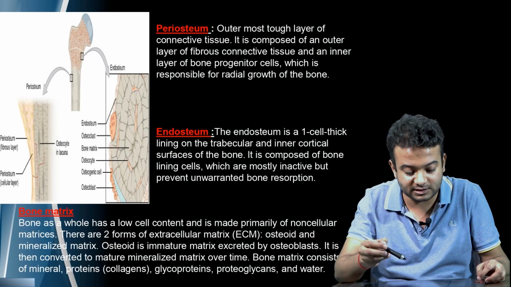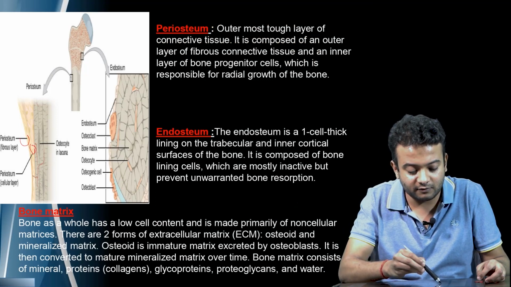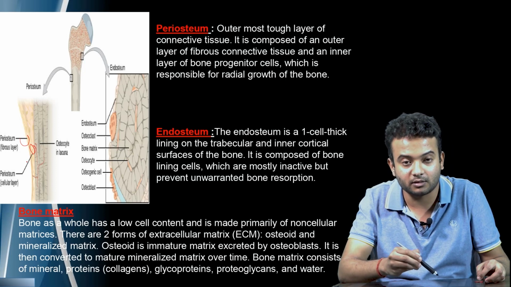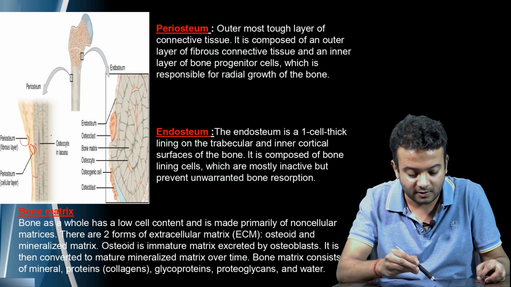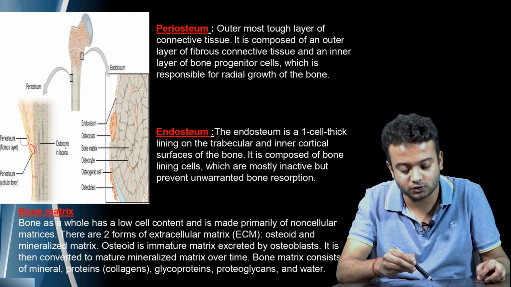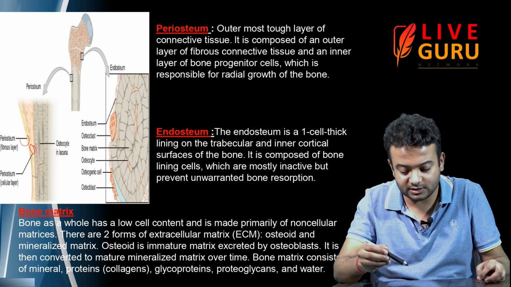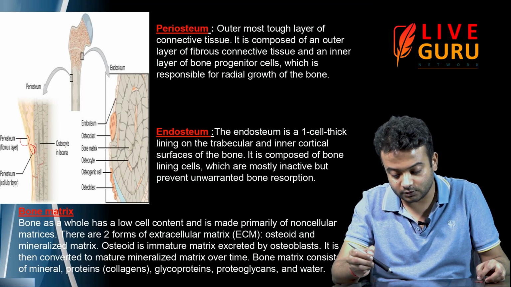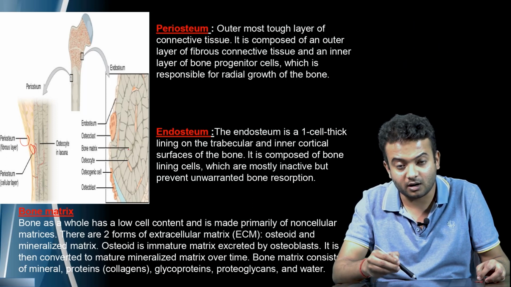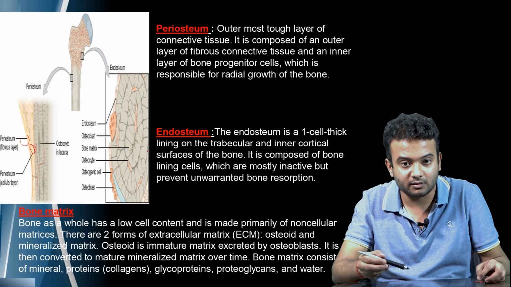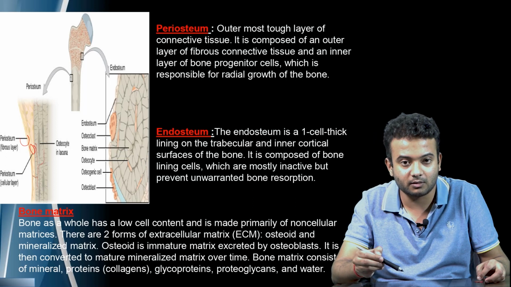So the same thing, the periosteum is the outermost layer, and it has an outer fibrous layer and an inner cellular layer. In the cellular layer there are bone forming cells. Then the compact bone consists of the osteocytes in the lacunae, and the endosteal layer as well. The endosteal layer is just beneath the innermost. It's a lining between the inner cortical surface and the trabeculae, about 1 cell thick, and it is composed of bone lining cells, which are usually inactive, and these prevent unwarranted bony resorption.